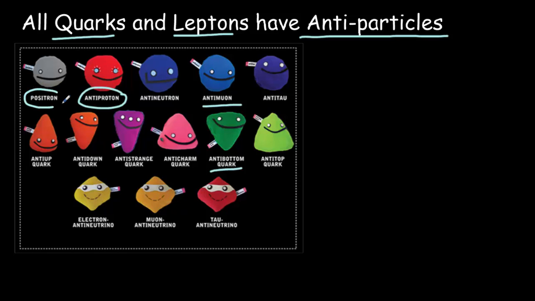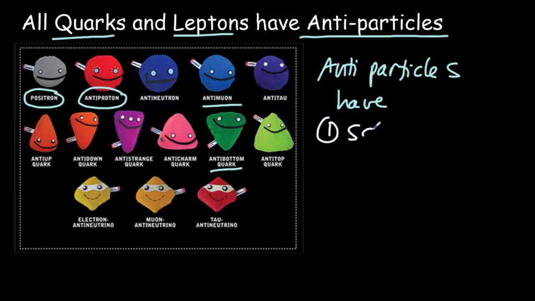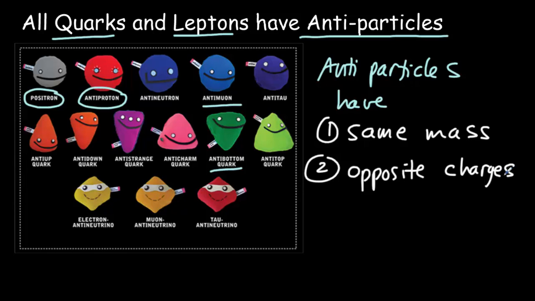A positron here is really an anti-electron. Now, what are the properties of an antiparticle compared to a particle? Well, antiparticles always have the same mass, but they've always got the opposite charges. And I'm using the word charges there correctly in the plural.